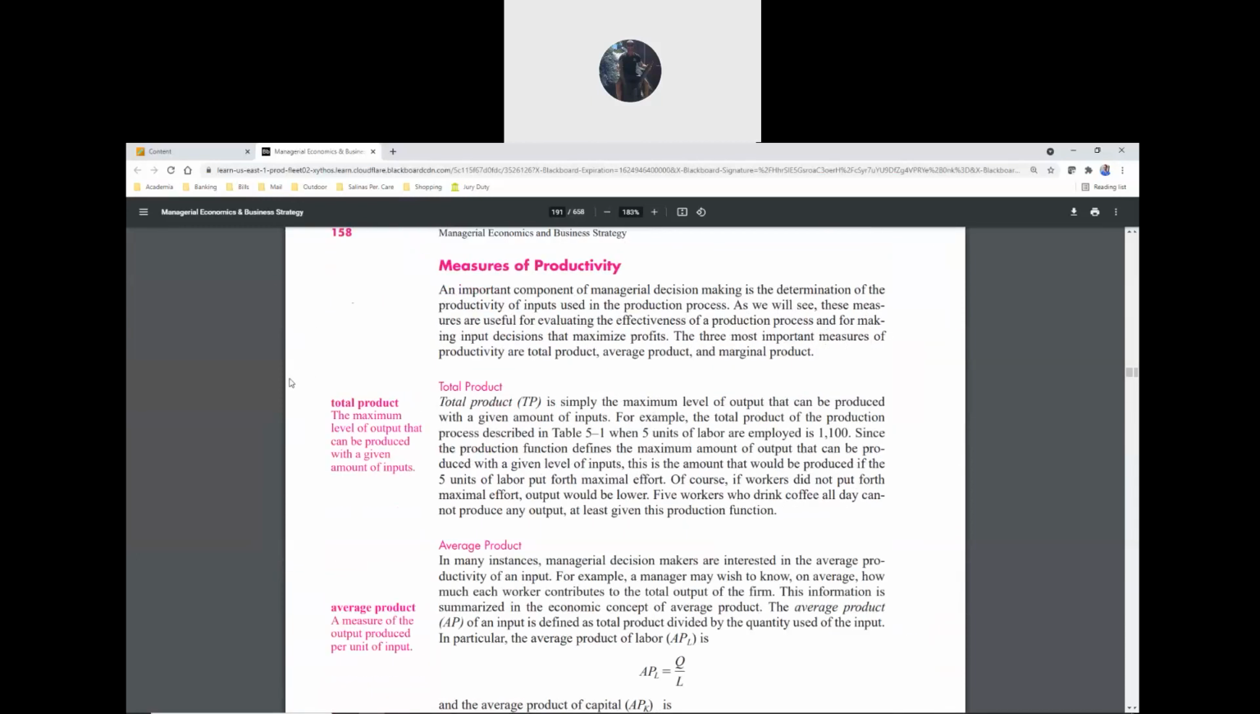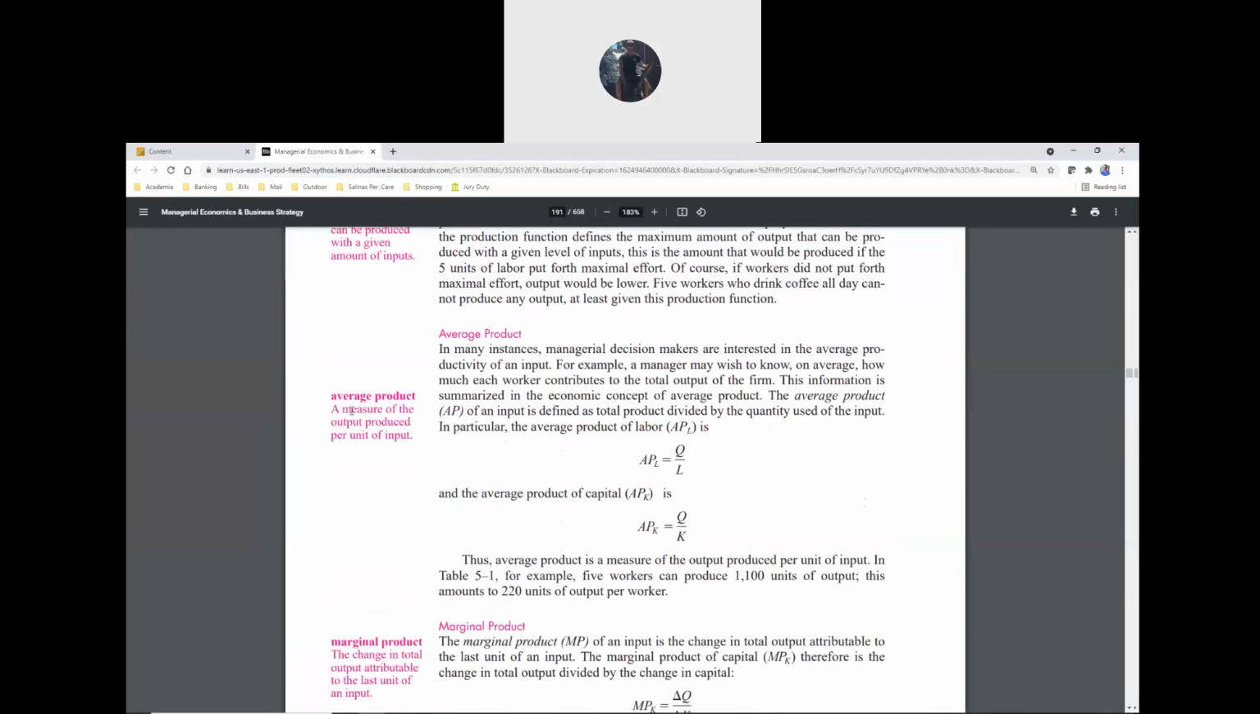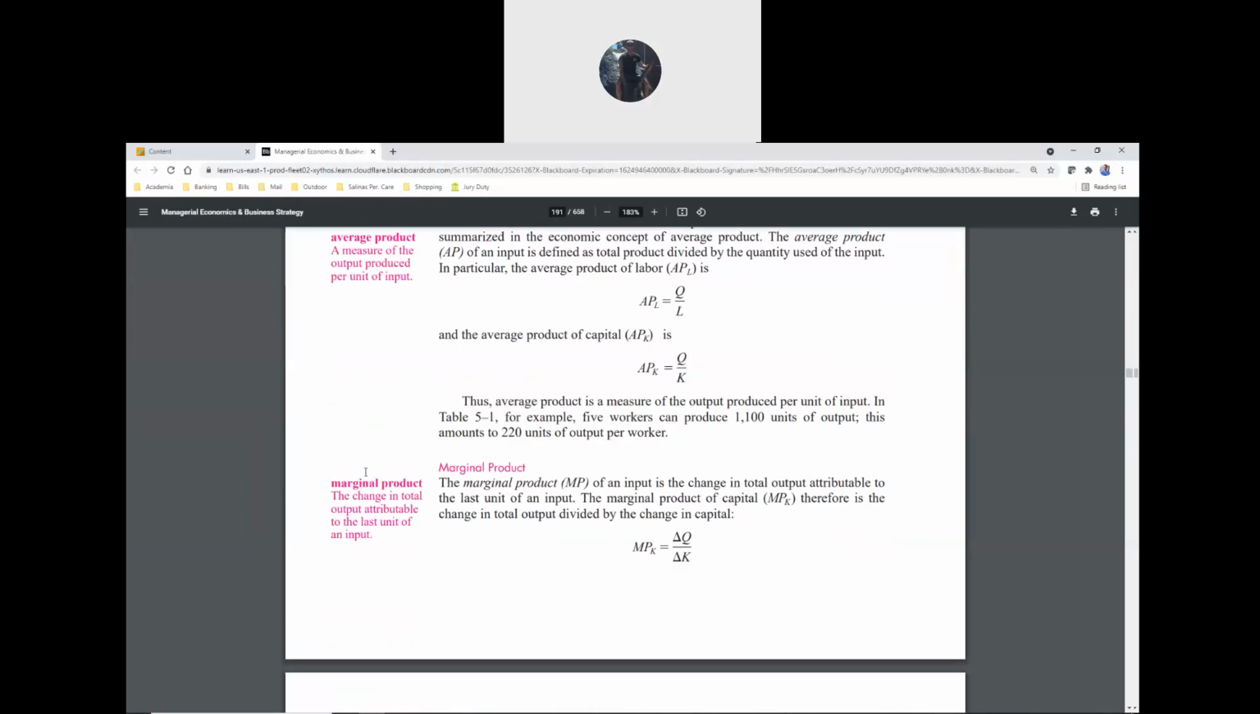Okay, so you probably learned from 500B, at least I think you did, these simple definitions. Total product is just the total amount of output you produce. The average product is the average amount you produce, which is total product divided by Q. And marginal product would be the change in output from changing one of the factors of production, or adding more of it.